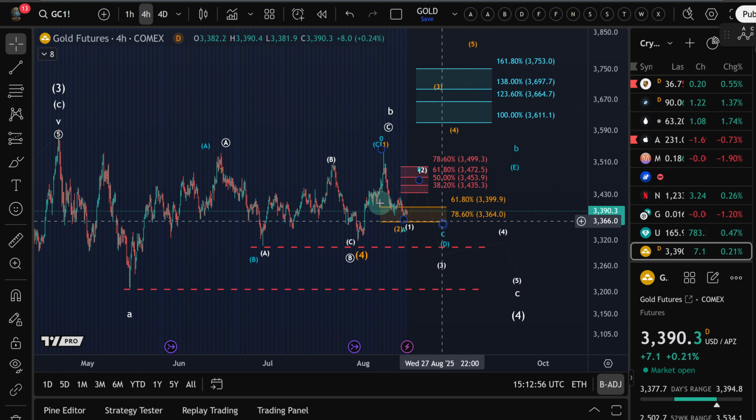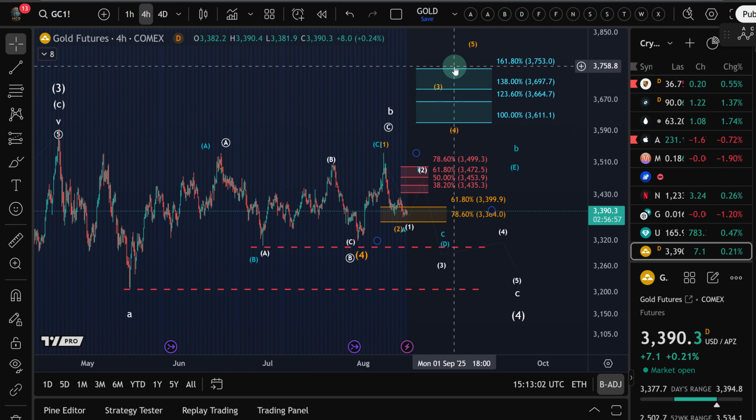$3,532. So as long as we are holding $3,364, the orange count, which I will talk about in a minute, for a direct upside breakout, is plausible. Yeah, can't rule that out. Below $3,364 micro support, that will become less likely.